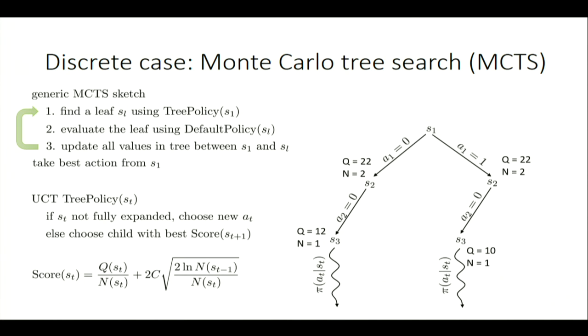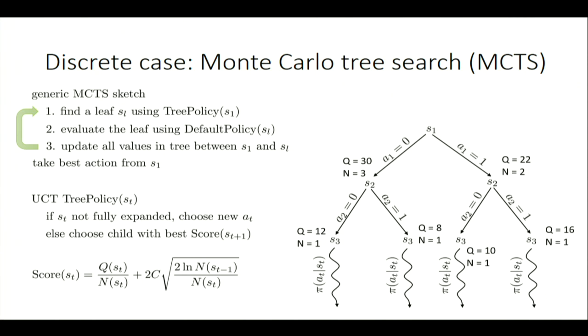Now these two look equal, so we pick one arbitrarily. Maybe we go over here. We measure an 8. And now this one is a 30 with an n of 3. So this one is clearly better because it's both less visited and has a higher average. So we'd go over there. And then we keep going like this until we hit our time budget. Once we hit our time budget, we choose the best action from the root and execute that on the system. So this is basically Monte Carlo tree search.